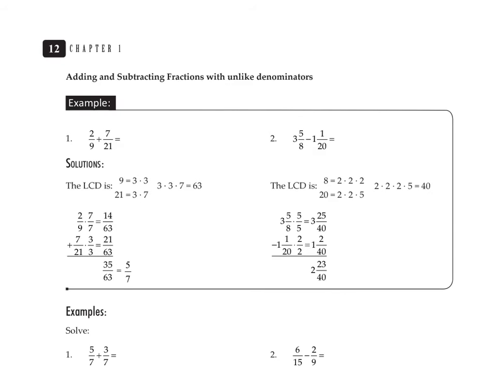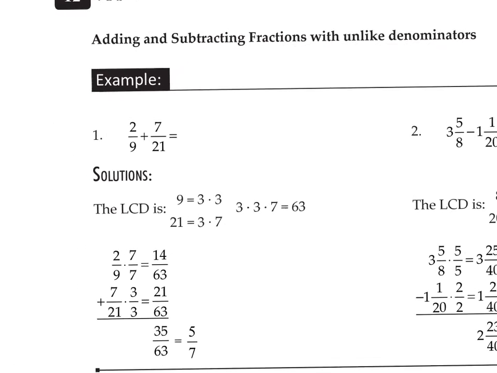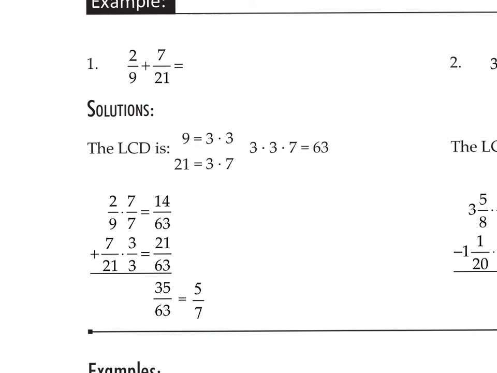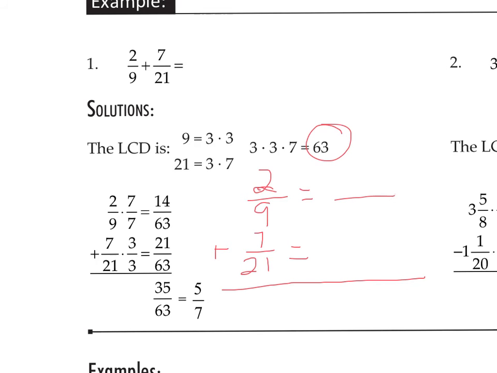All right, so we're going to add and subtract fractions with unlike denominators since we just practiced getting a common denominator there. All right, so we have, I'm going to write 2/9 plus 7 over 21. They do not have the same denominator. So by the process of finding a common denominator, we find the common denominator is 63.